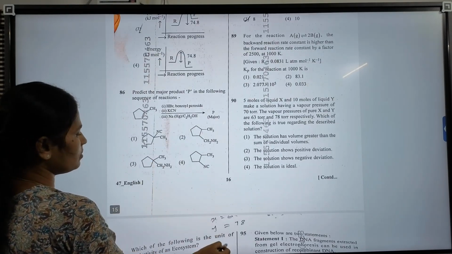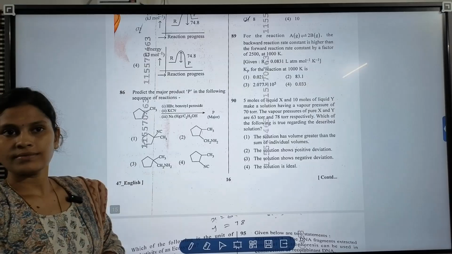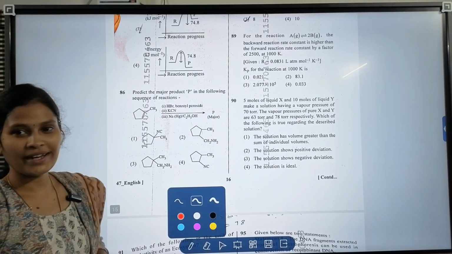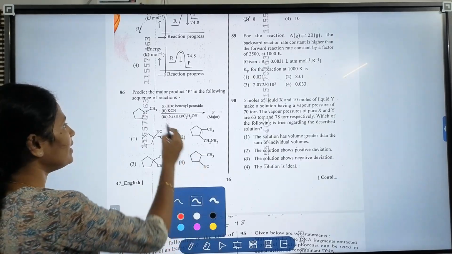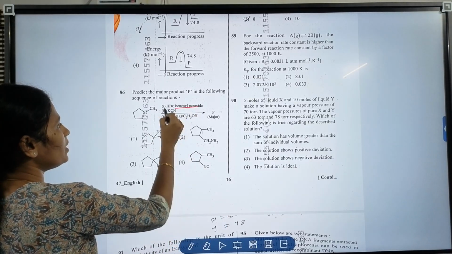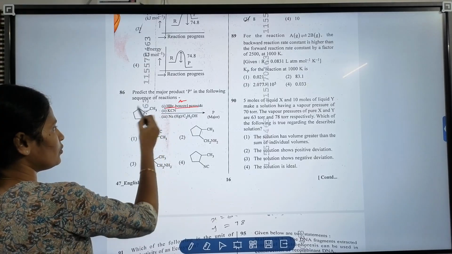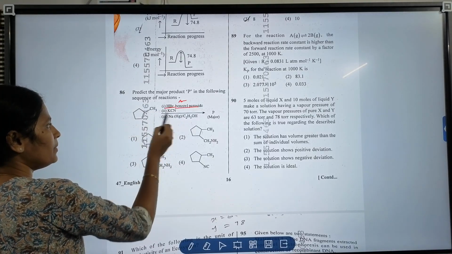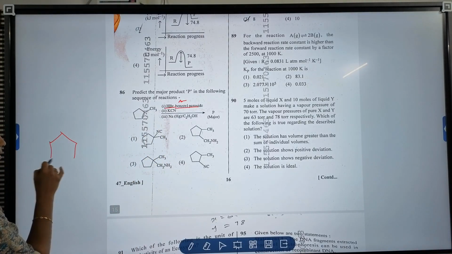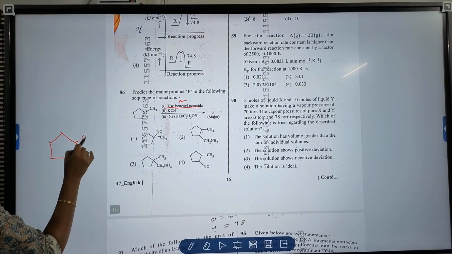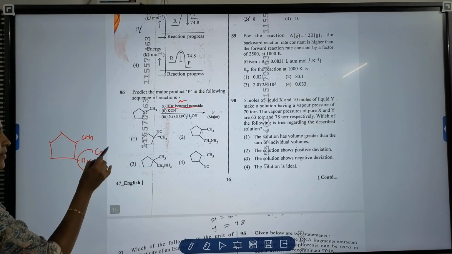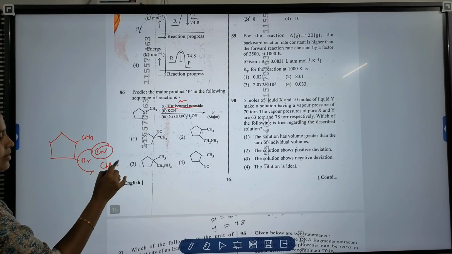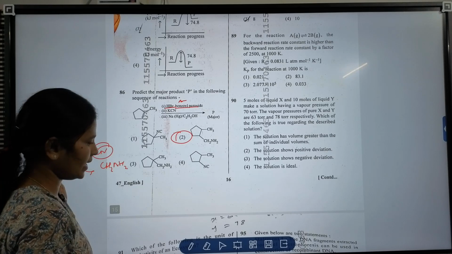The next one, 86. Look at question number 86. Okay. Here, HBr and benzoyl peroxide, it's the anti-Markovnikov rule. So Br will be added to the side with more hydrogens. Next we are replacing it with CN, and then we are reducing it. So we will get this option, the second one. That's it.